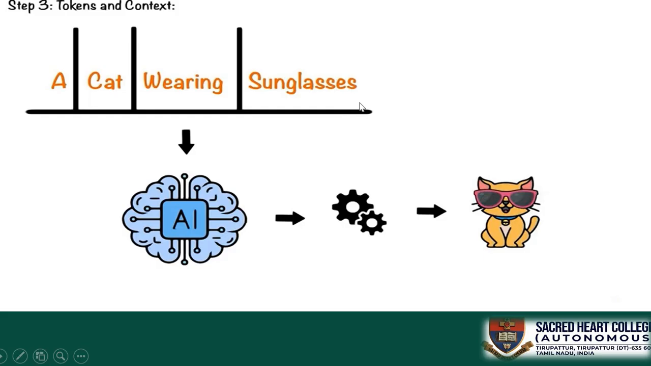So, what happens is AI processes these tokens using a neural network represented by the brain icon. It applies learned patterns to create a meaningful output. Finally, AI generates an image, a cat correctly wearing sunglasses. So instead of randomly placing objects together, AI learns a relationship between words and generates a meaningful image.